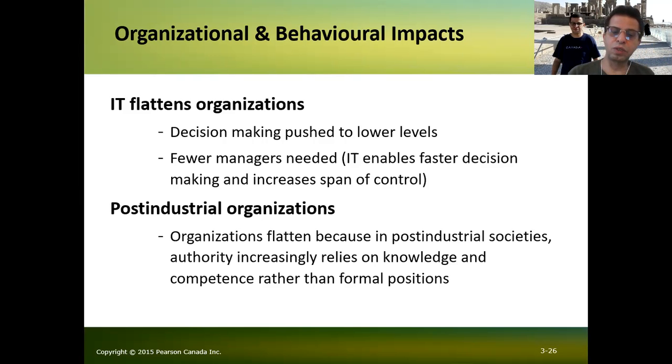And in the post-industrial society, organizations flatten because authority increasingly relies on knowledge and competence rather than formal position. So whoever has the knowledge can be very powerful and can also make the decisions.